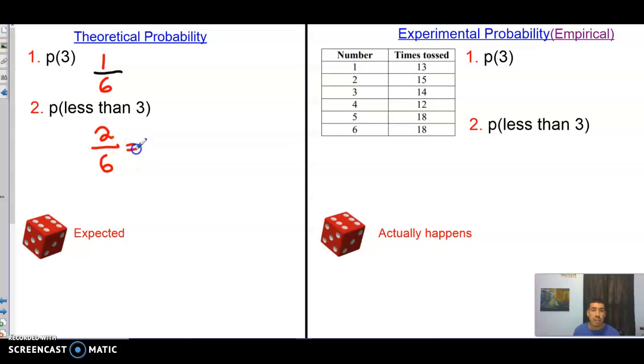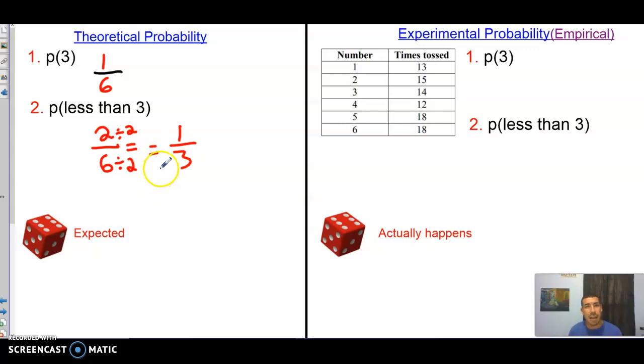We reduce this by dividing the top by 2 and dividing the bottom by 2. That'll give you 2 divided by 2 gives you 1, and 6 divided by 2 gives you 3. So my answer is 1/3. You can also use your calculator if you have one, and it'll reduce for you, okay? Now, let's go to experimental probability so you can compare both of them.